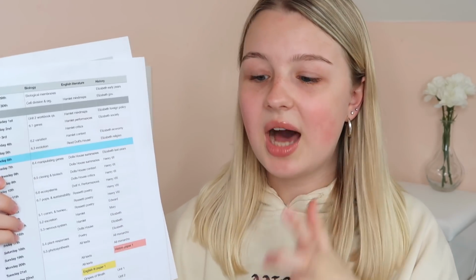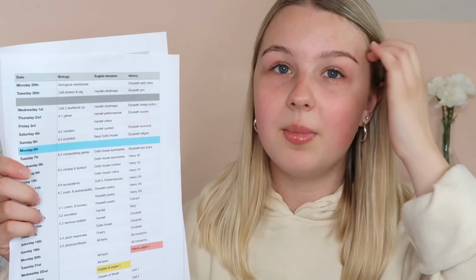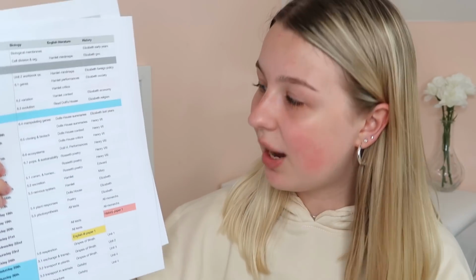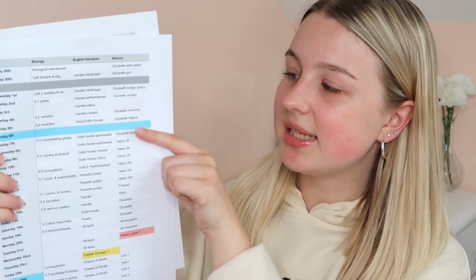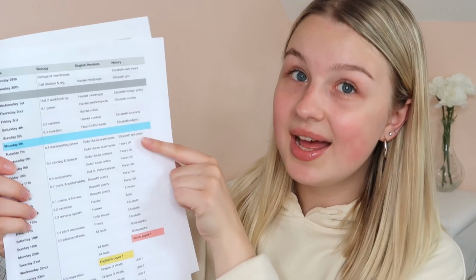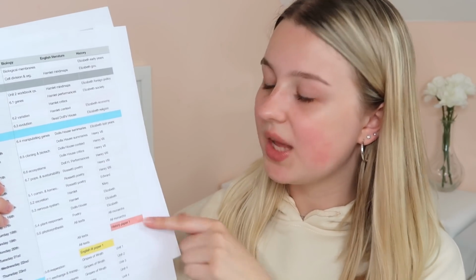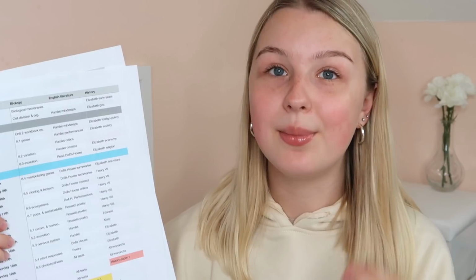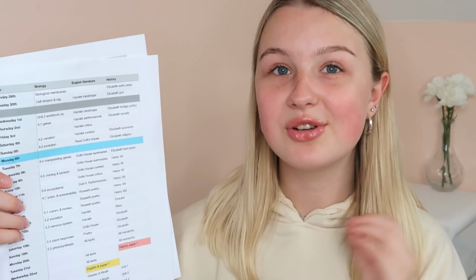So the way that I basically inputted what my revision is, I calculated how many days I have between here and my first exam, and then I divided them by how many topics I need to cover. However, it's not an exact division, because obviously some topics are larger than others.